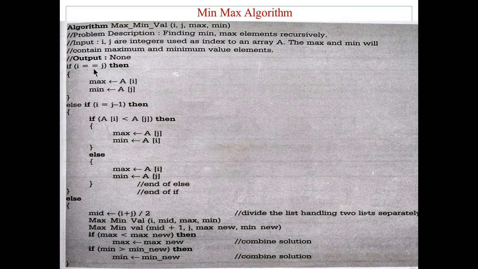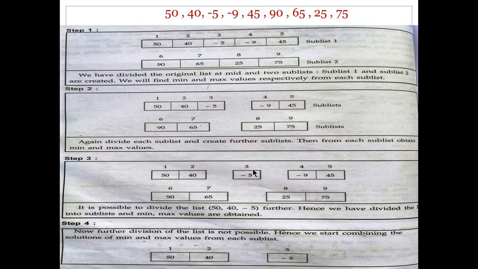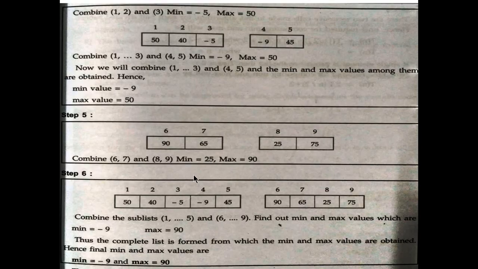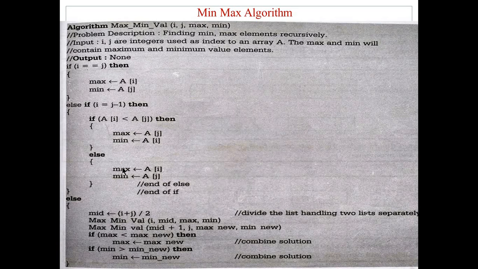If I is not equal to j and I is equal to j minus 1, then we have to check: if A of I is less than A of j, then maximum is A of j and minimum is A of I. If A of I is greater than A of j, you can see here, this condition is for 4, so we will do max is equal to A of I and min is equal to A of j.